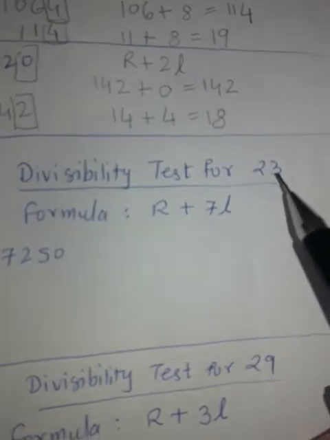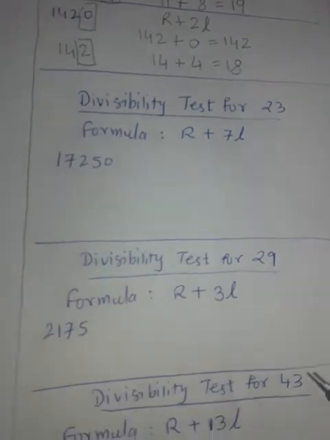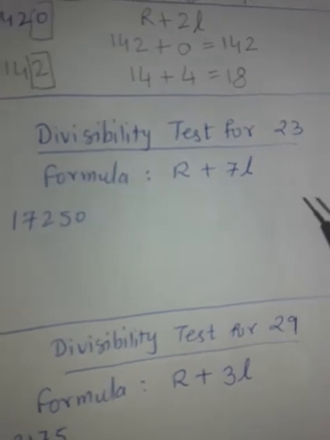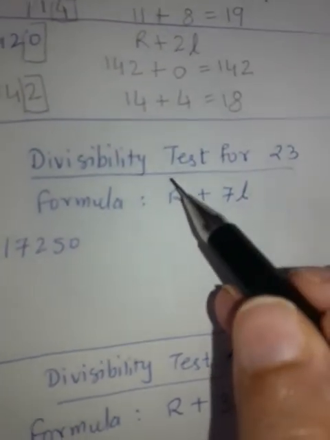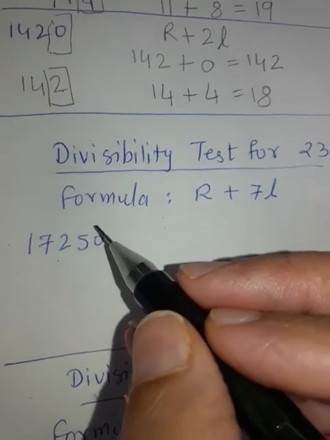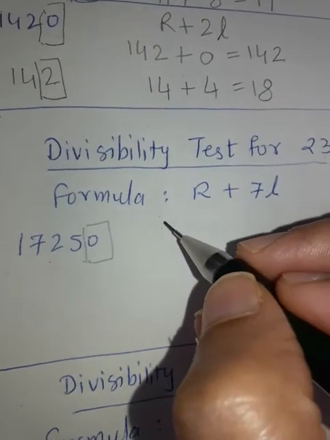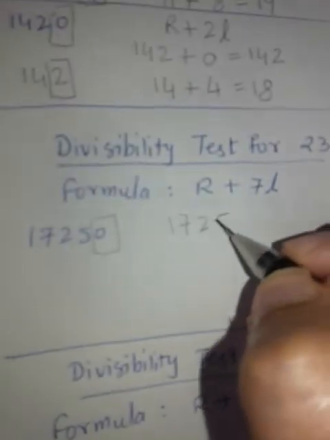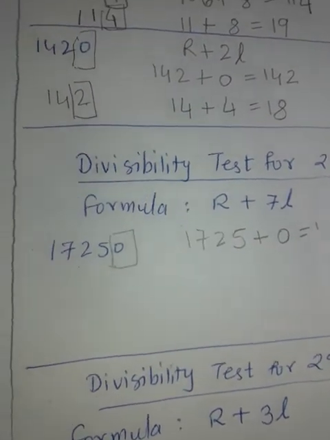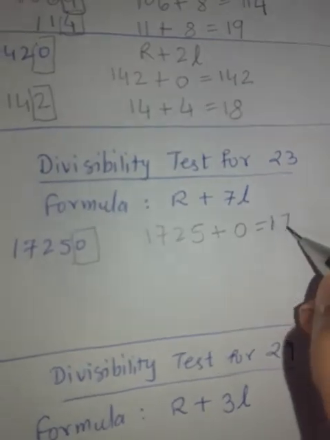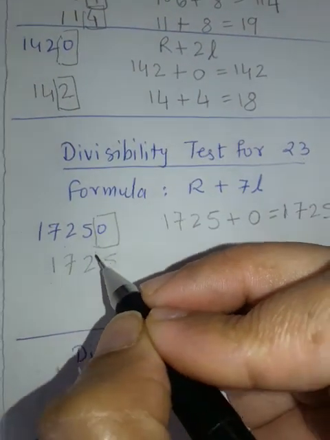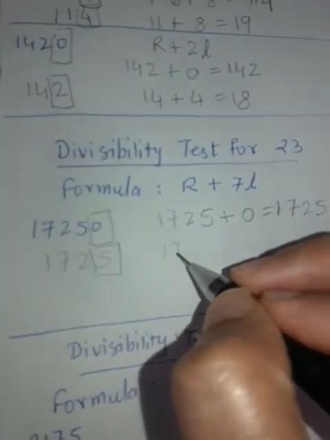Very similar is test for 23, test for 29 and test for 43. What I am going to do is, for every test I am going to cover one example. Divisibility test for 23 has a formula R plus 7L. Last digit is 0. Remaining number is 1725. 7 into 0 is 0. So 1725. I am writing it here. 5 is the last digit.